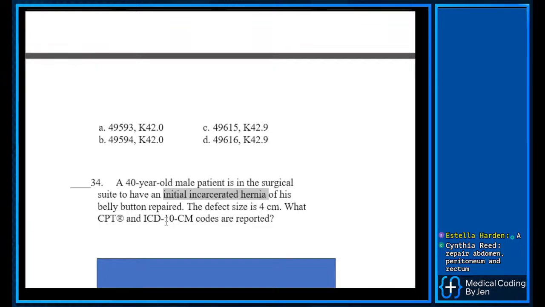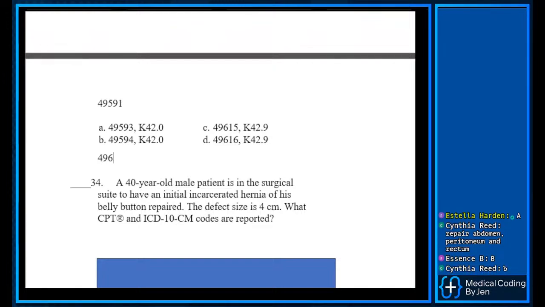Are we under initial? You gotta go look at the mama code to see if you're right, which is 49591. Being able to go to look at mamas to see if you're in the right area is a vital skill that you need to know for the exam. The mama code for these sets of codes, the C and D, is 49613. You gotta look at these differences to tell which set of answers is correct. For sure.